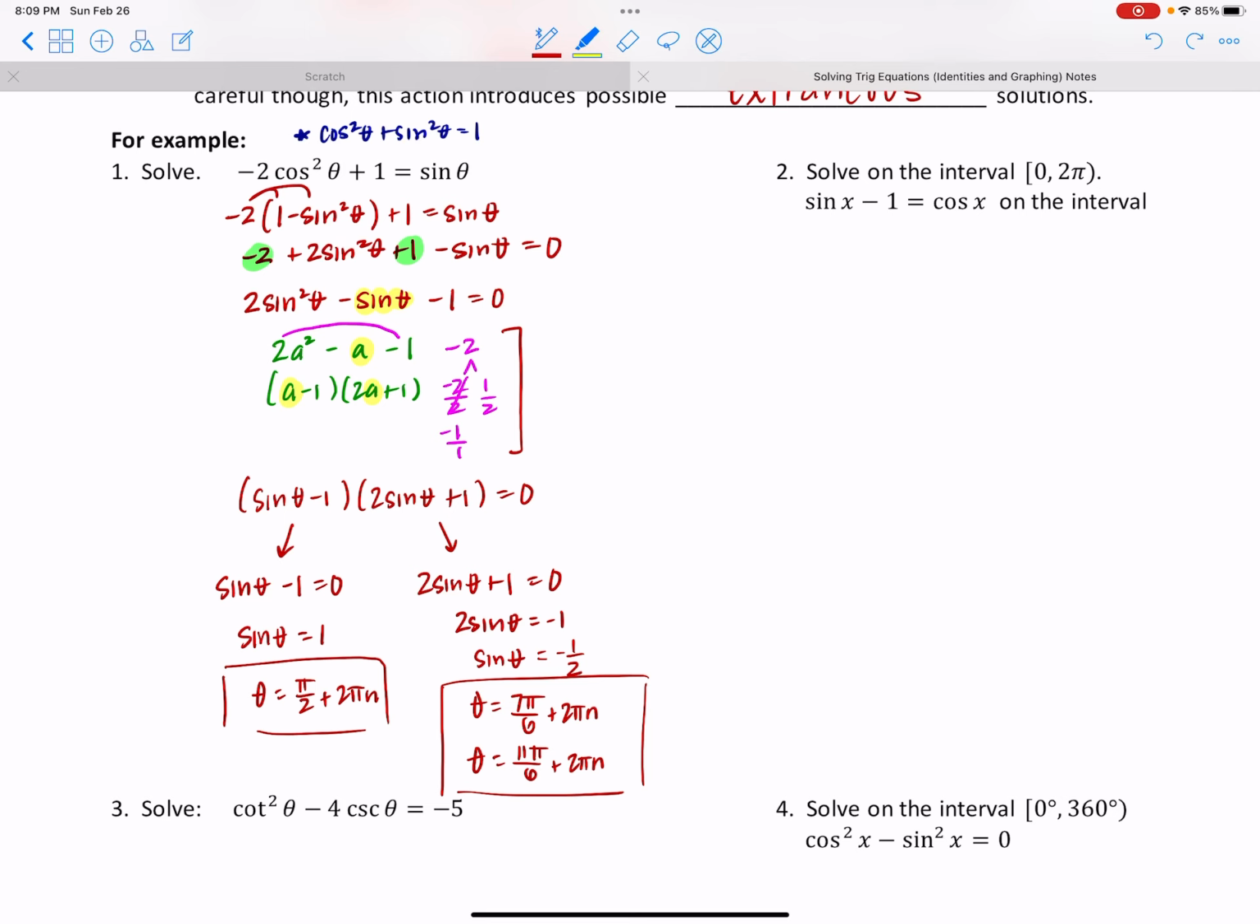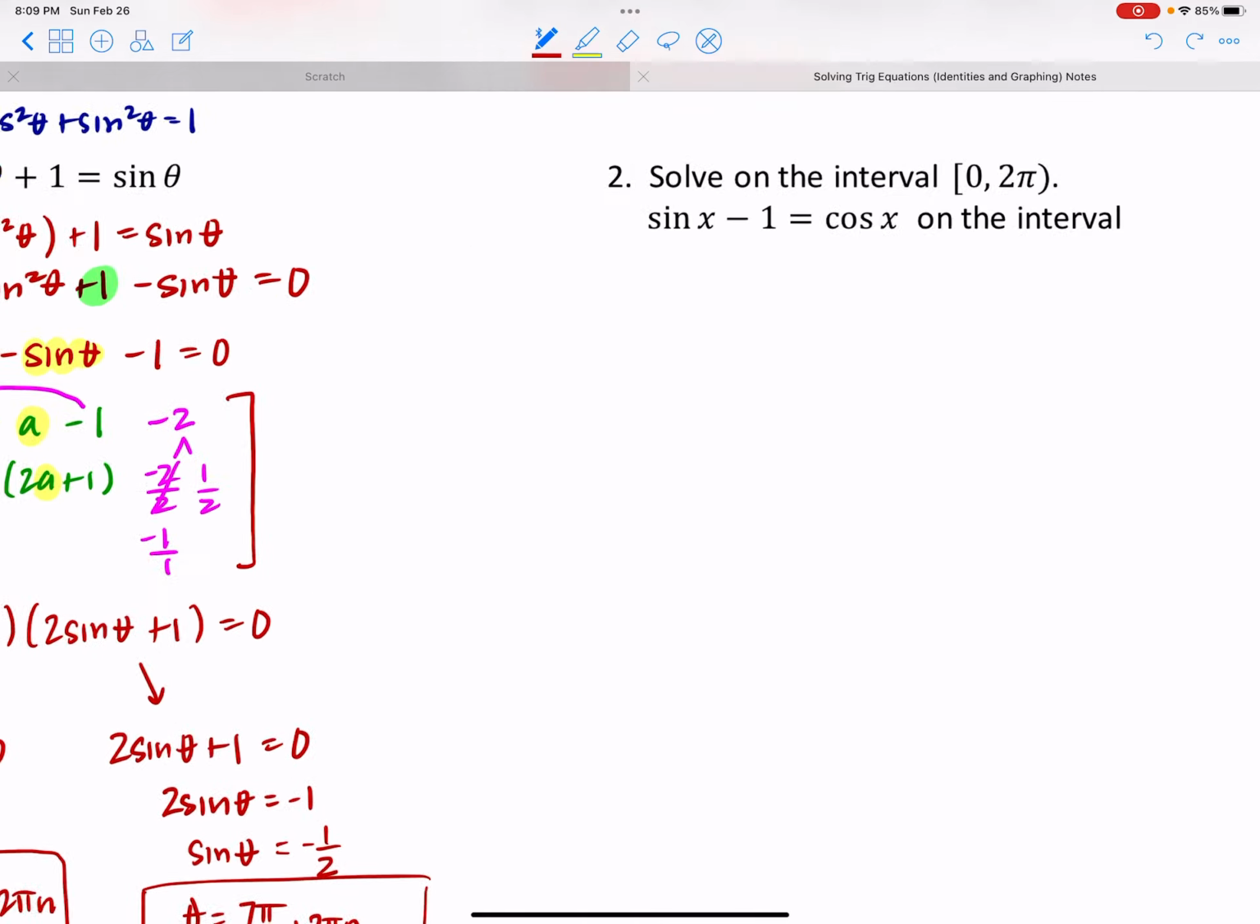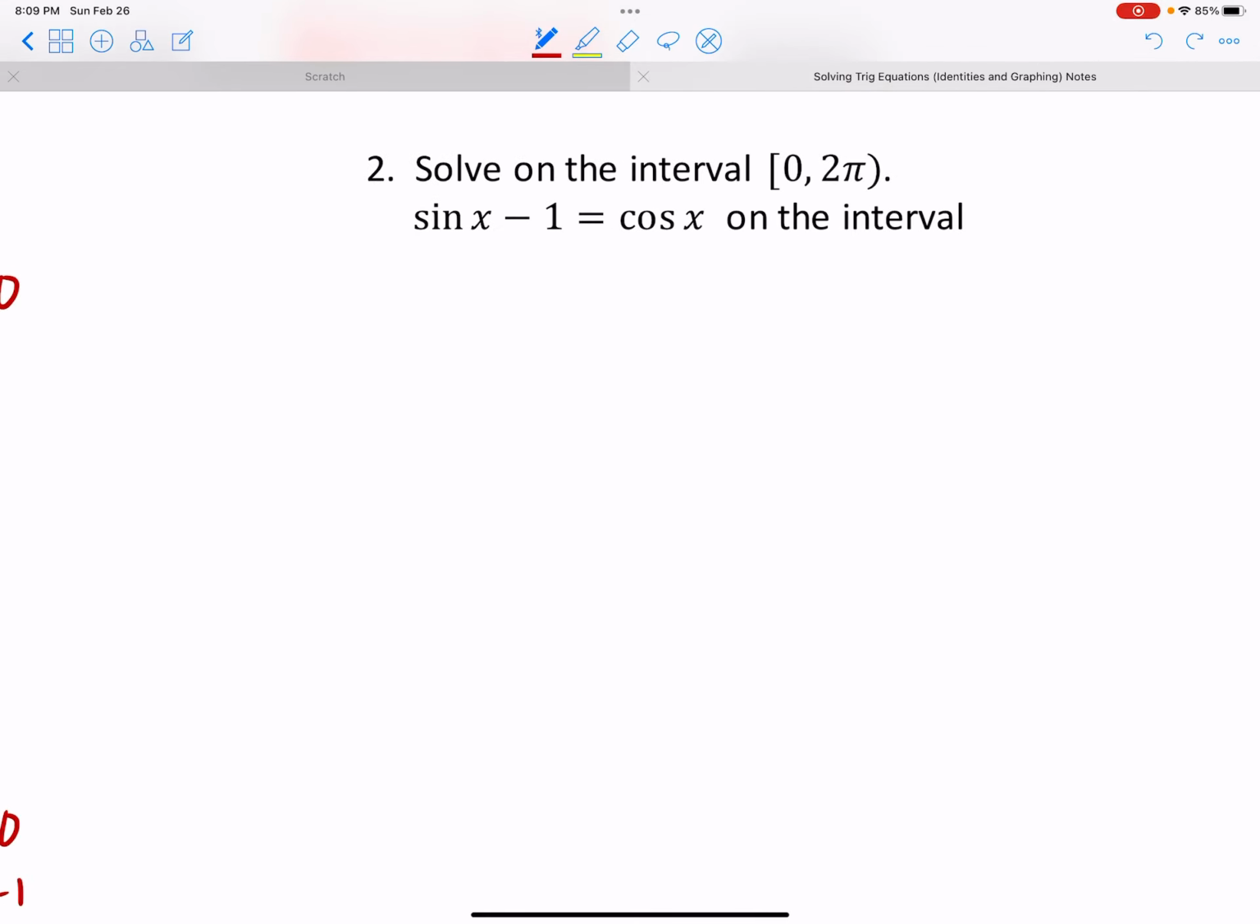Alright, let's try this again. So number 2, it says to solve on the interval from 0 to 2 pi. If I'm looking at this equation that contains two trig functions, again, factoring is not an option because the terms have nothing in common. And if I'm trying to think about an identity to use, a substitution to use, I can't really swap sine or cosine out. Like, I can't swap sine out with anything that's going to make it a cosine, and I can't swap cosine out with anything that's going to make it a sine.